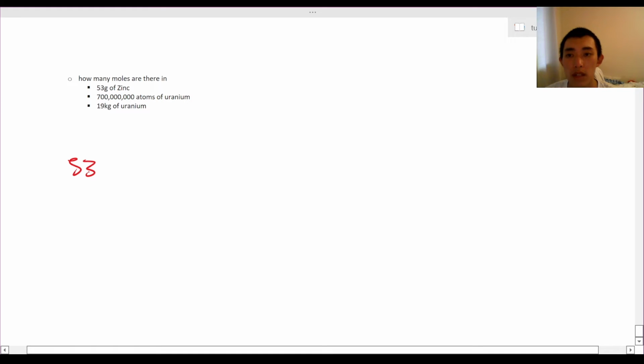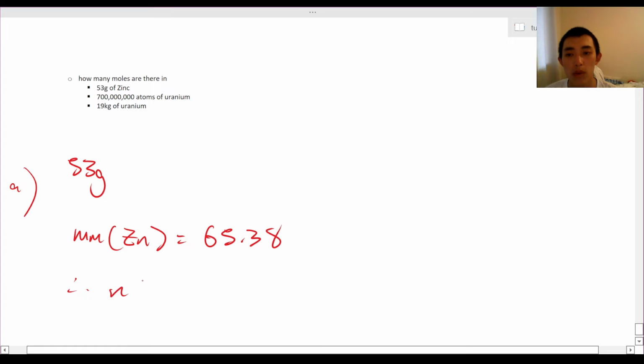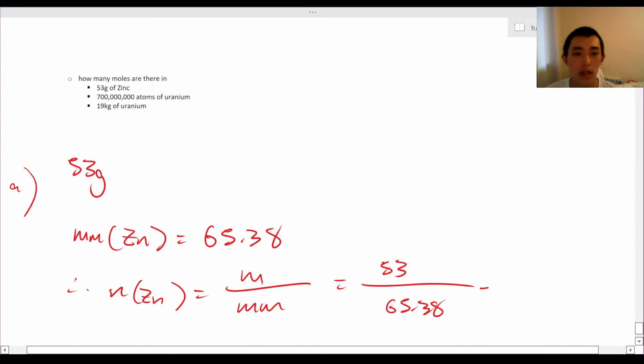So, 53 grams of zinc. First of all, I want to figure out the molar mass of zinc. The molar mass of zinc from the periodic table is 65.38. So the moles of zinc is equal to the mass divided by the molar mass. The mass here is 53, divided by 65.38, which gives me 0.811 moles.